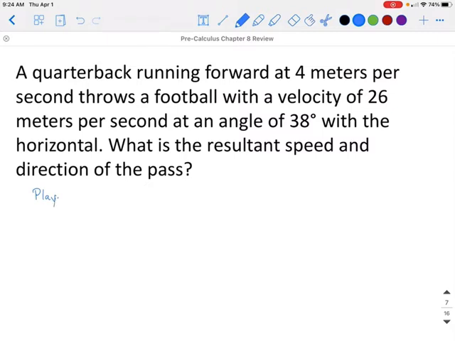A quarterback is running forward at 4 meters per second. So he's running forwards, that'd be a positive 4. He's not running up into the air any, so the y component will be a 0. And he's going to throw a football with a velocity of 26 meters per second at an angle of 38 degrees. So we need to find the component form of the football.